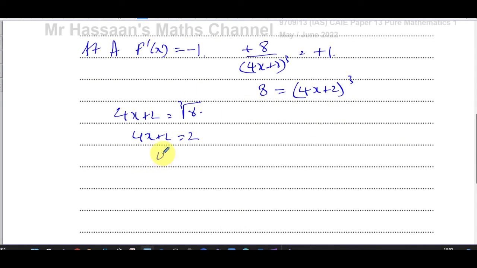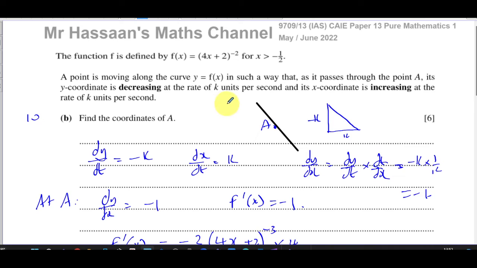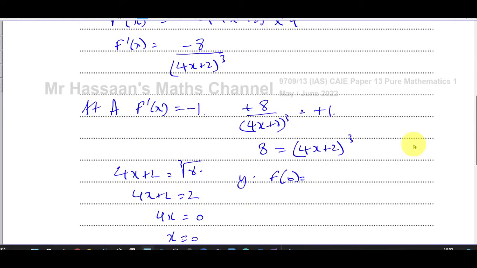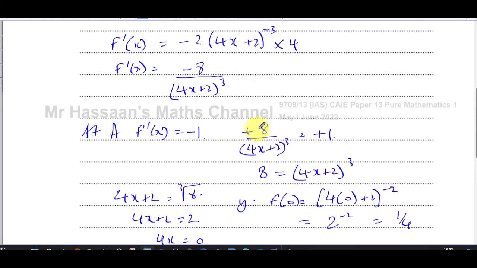So 4x is equal to 0, since 2 minus 2 is 0. So x equals 0. That's the x coordinate. The y coordinate is found by putting 0 back into the original function, which is (4x plus 2) to the power of minus 2. So you have (4 times 0 plus 2) to the power of negative 2. That gives you 2 to the power of negative 2, which is a quarter. Therefore, the coordinates of A are 0 and 1 over 4. And that's the answer to 10 part B.